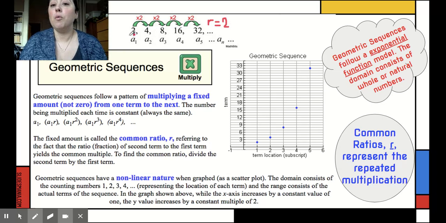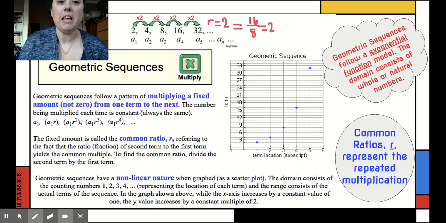All right. And one way you can get it is just by looking and saying, oh, 2 times 2 is 4, times 2 is 8, times 2 is 16. But if you wanted to calculate it, you can always take any of the terms, like 16, and divide it, or make a ratio, with the term that comes before it. So 16 divided by 8 is 2, and that is your common ratio. They call it a common ratio because you can make a fraction there, and that's your ratio.